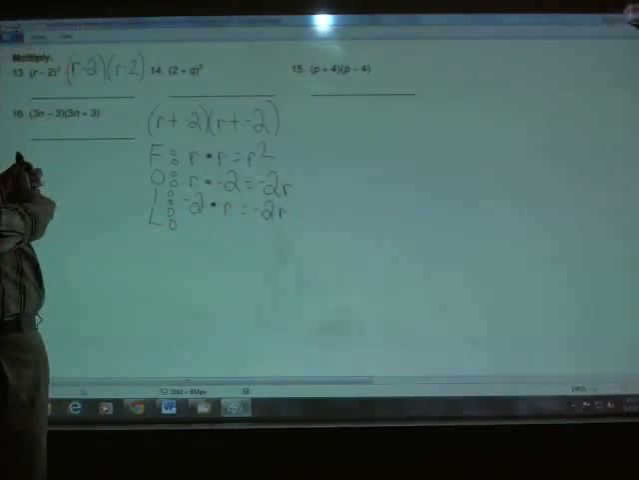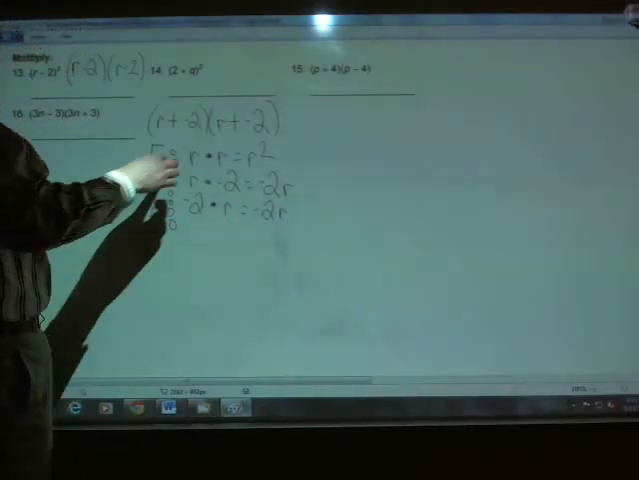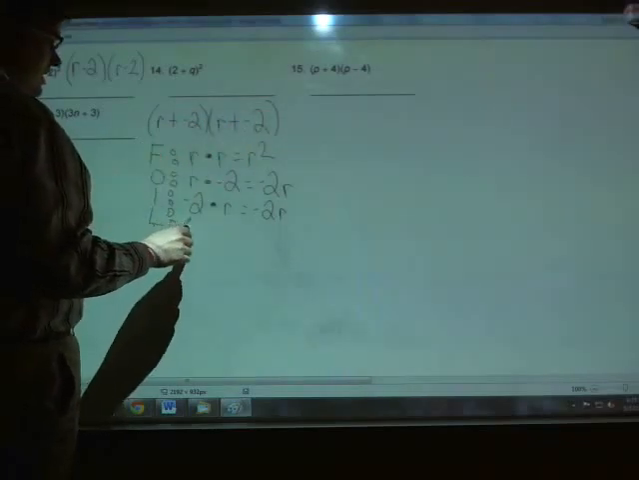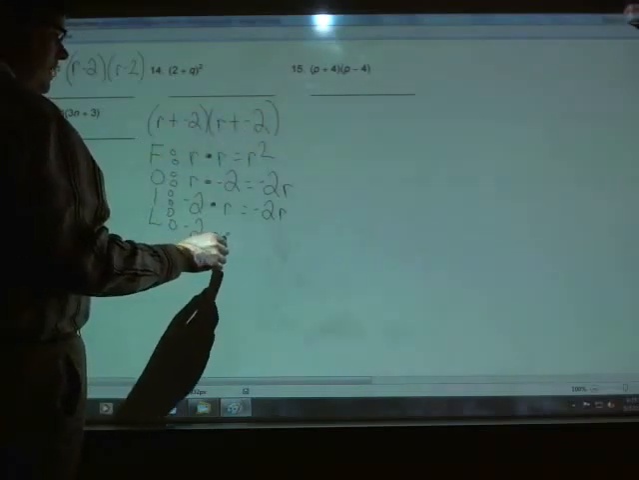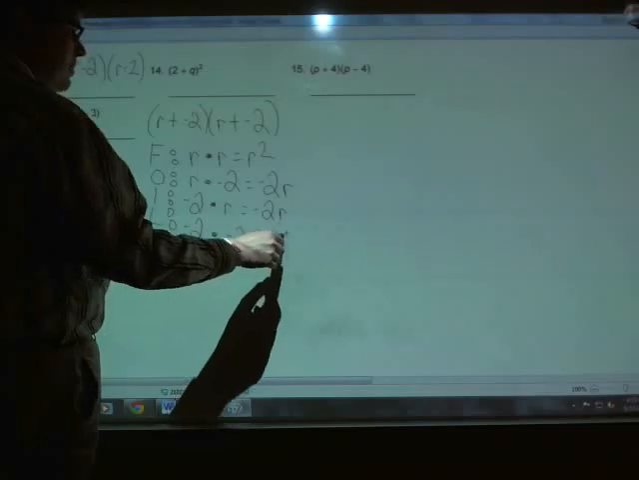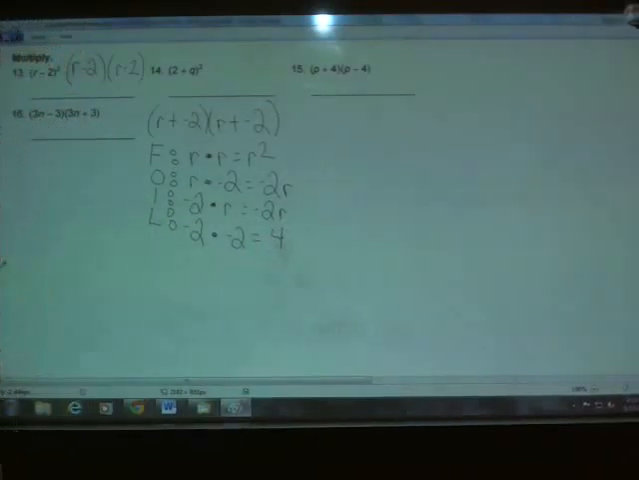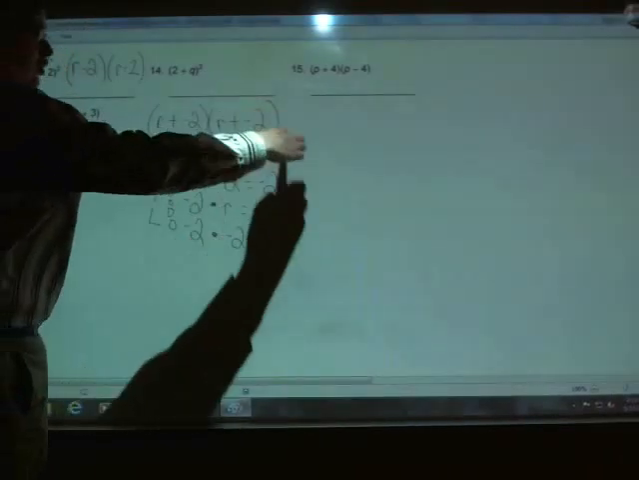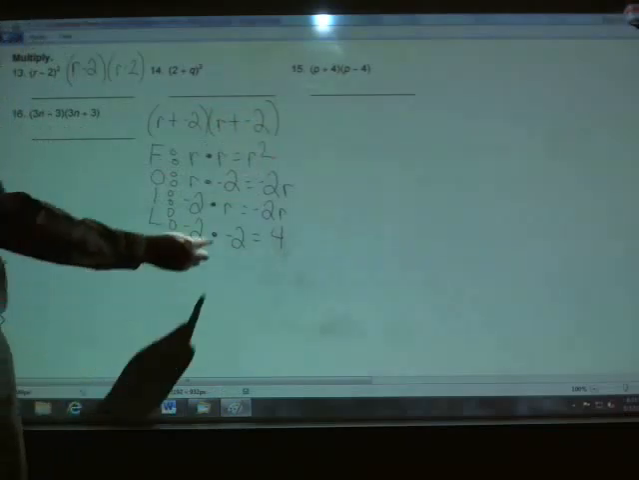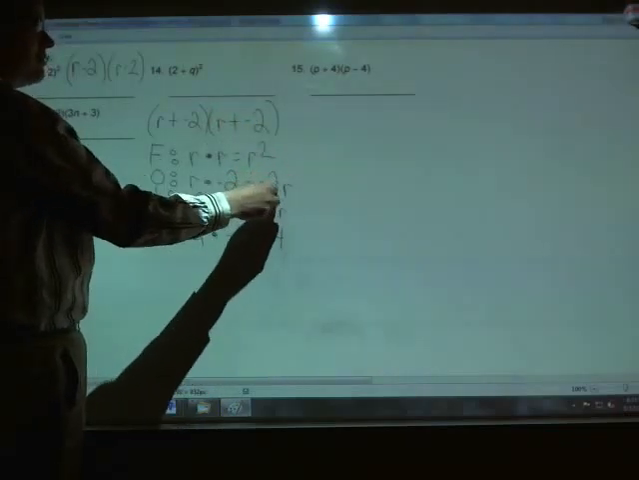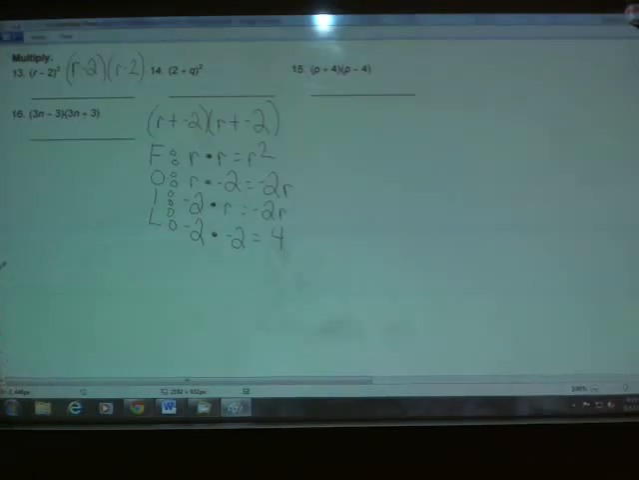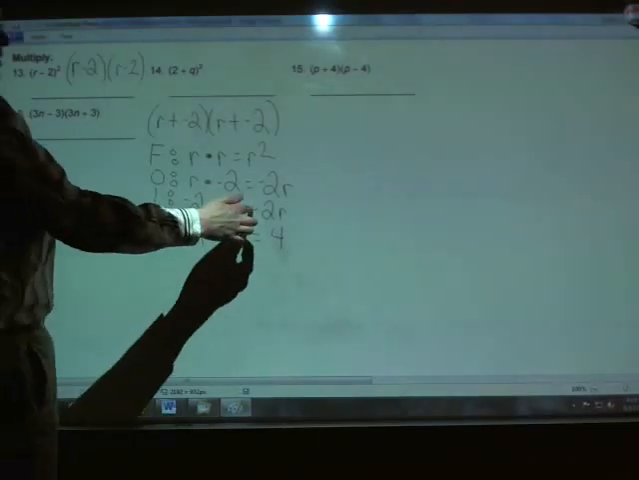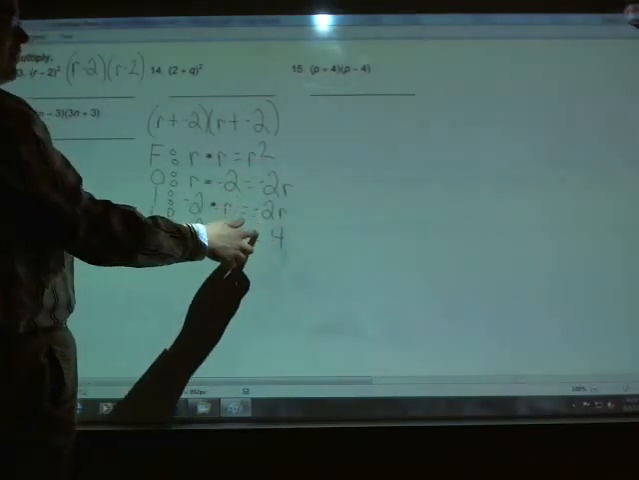And L stands for the last term in each binomial, which is negative 2 and negative 2. And I combine those, and that's going to give me a positive 4. To write my final answer, I'm going to conjoin all these with an addition sign. However, what I see here is that these middle two terms are like terms because they both have just regular old r in them. So I'm actually going to combine those so I can write a fully simplified answer.